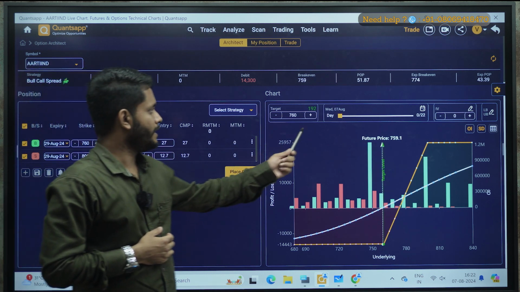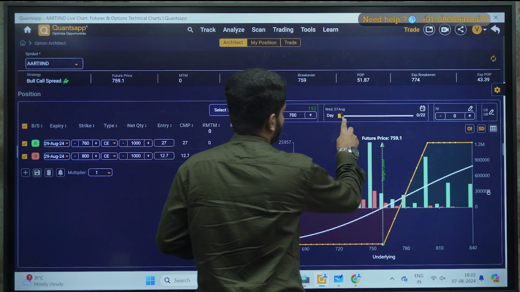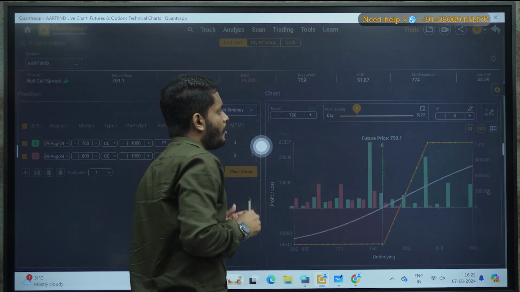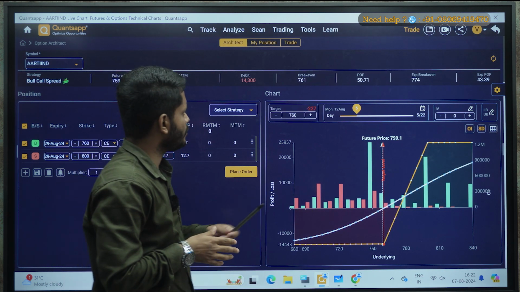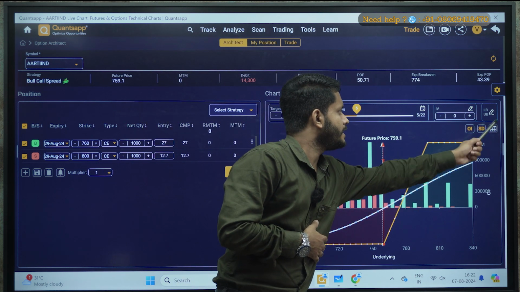So you have to feed how many days you are willing to carry this position. Say for example, you are willing to carry for the next 5 days, or 6 days, 7 days, whatever. I have randomly kept it as 5 days. Okay, now here is the PNL table.